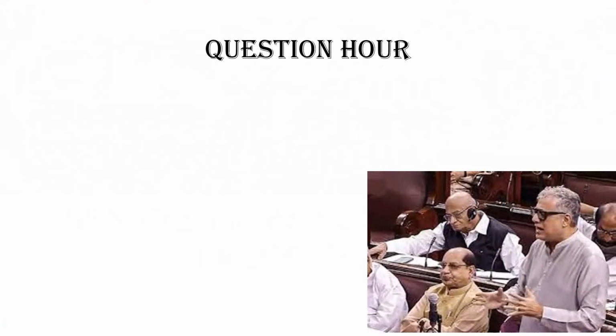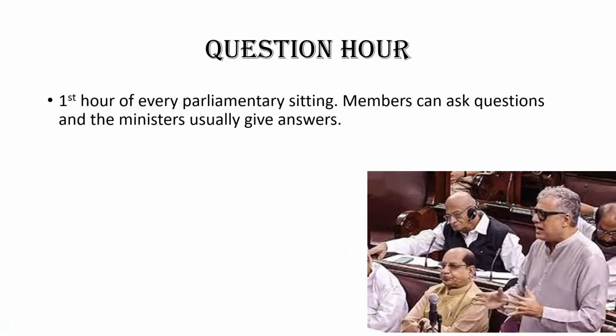The first device of the parliamentary proceeding is the question hour. The first hour of every parliamentary sitting is slotted for this. During this time, the members can ask questions and the ministers usually give answers. The questions are of three kinds, namely, number 1, starred questions. It requires an oral answer and hence supplementary questions can follow. Number 2, unstarred questions. On the other hand, it requires a written answer and hence supplementary questions cannot follow.